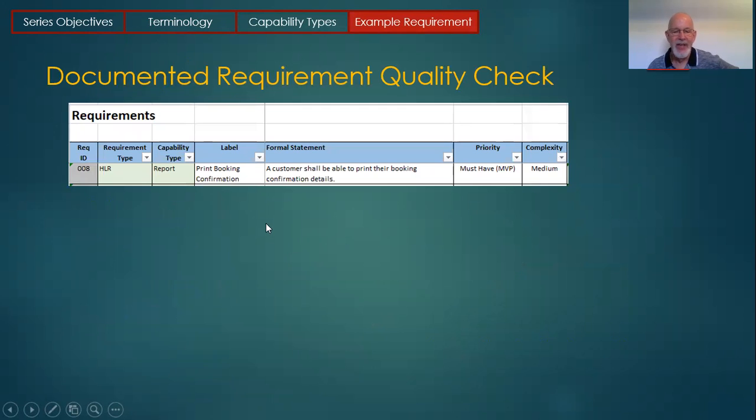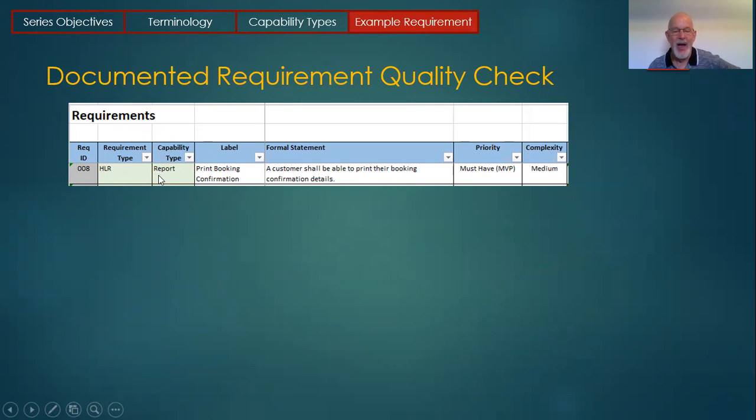What I want to show you here is the documented version of this requirement. Remember, I said in scope is documenting the requirement. So here's the shall statement. The customer shall be able to print their booking confirmation status. That is the one sentence requirement. Here is the priority. We're saying this is a must-have, and I've started to use the Agile concept of minimum viable product. Anything that's a must-have, if you don't have it, you can't deliver the solution.